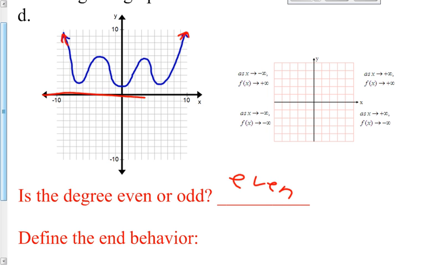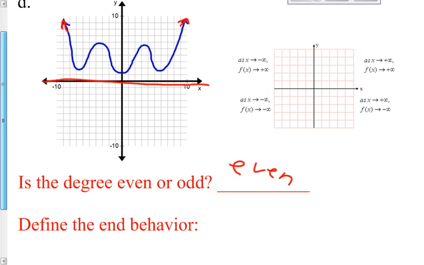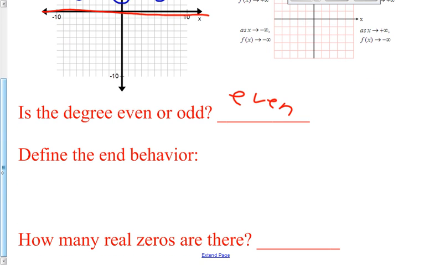Here is my x-axis. It doesn't cross my x-axis at all. So how many real zeros are there? There are none. Now there are zeros, class, okay? There just aren't any real zeros. We'll talk about that further in depth as we go on. But there are no real zeros, so you can put none.